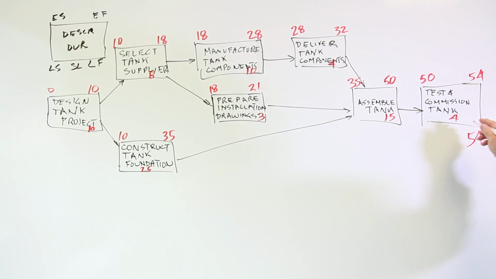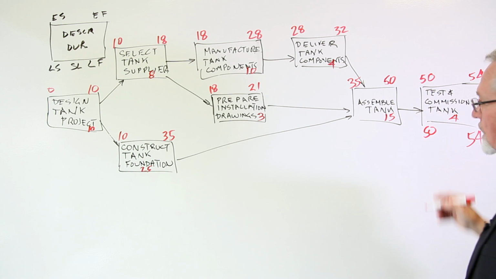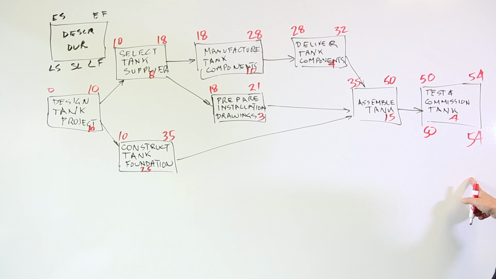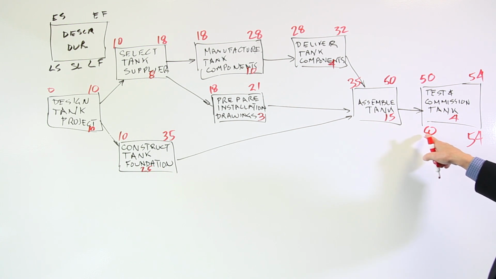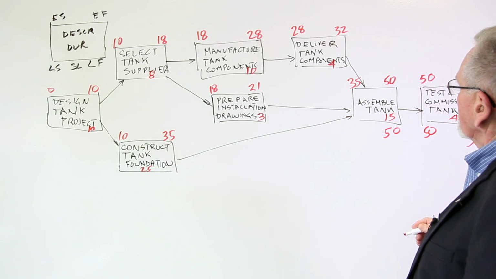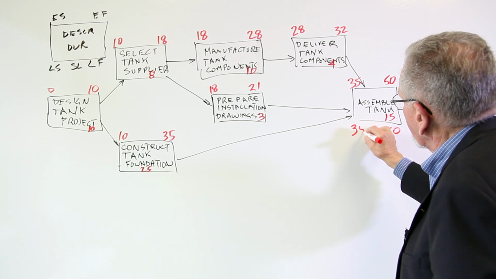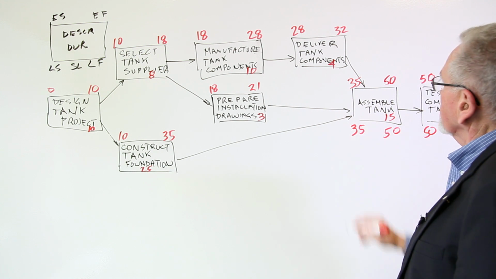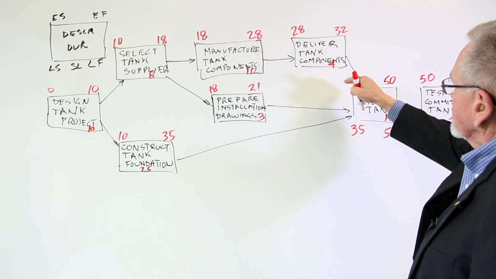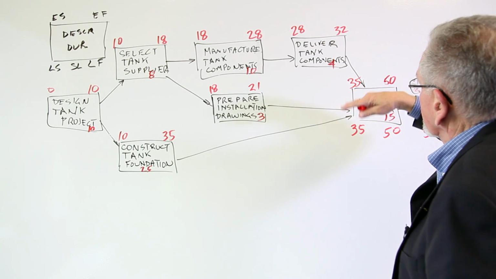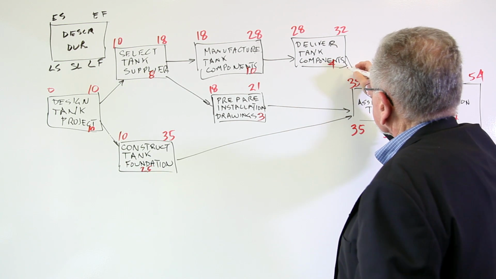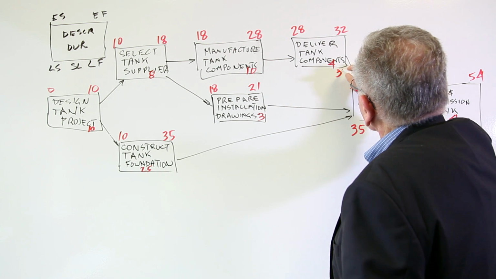Okay? 54 minus 4 is 50. Fairly straightforward. You've got to start that at time 50 in order to get done in 54. And then working backwards, that means that we have to finish assembling the tank at time 50, which means it must start at time 35. Okay. Now we work backwards from there, so the latest that deliver the tank can finish is 35.